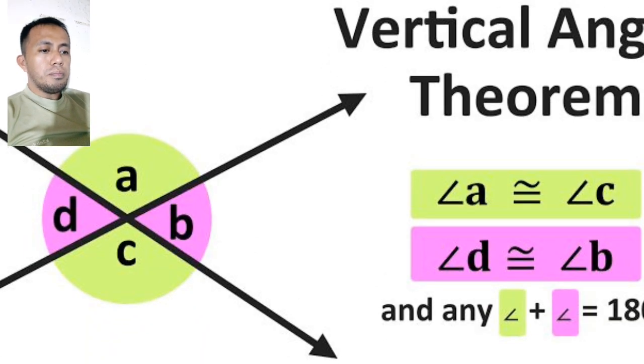Vertical angles theorem. Statement: when two lines intersect, the opposite or vertical angles are congruent. Explanation: if two lines intersect at a point, the angles opposite each other are equal. For example, if two lines intersect to form angle A, angle B, angle C, and angle D, then angle A is congruent to angle C, and angle B is congruent to angle D.